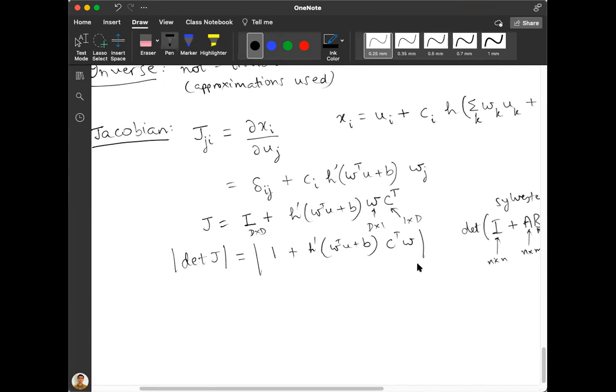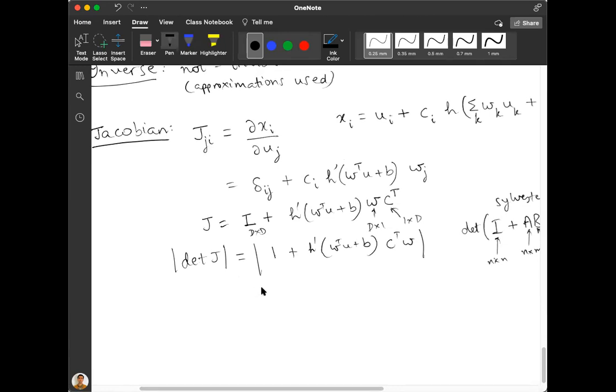Actually, C transpose W is also equal to W transpose C. It's just a dot product. So anyways, that's it. So this is the determinant, and it's very easy to compute, as you can see here. Now, what else do we need?